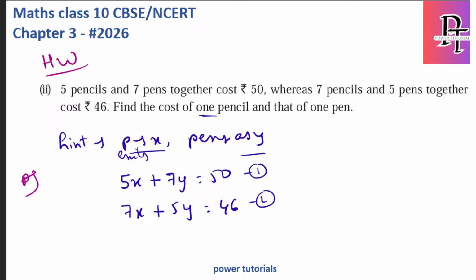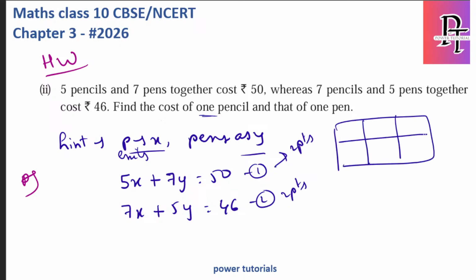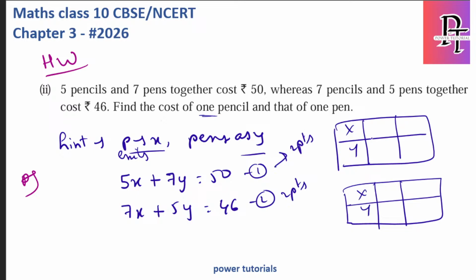Okay, so they haven't mentioned the method, so we can use any method, but this belongs to exercise 3.1, so we have to solve it graphically. So graphically, the first method, we need to get 4 points: 2 points for the first equation and 2 points for the second equation. So how to get the points? Let's take one box with x, y, same as here. Keep x as 0, get the y value; keep y as 0, get the x value.